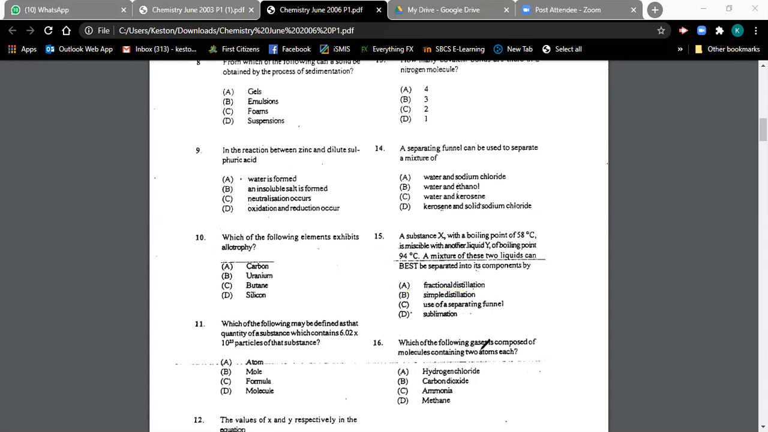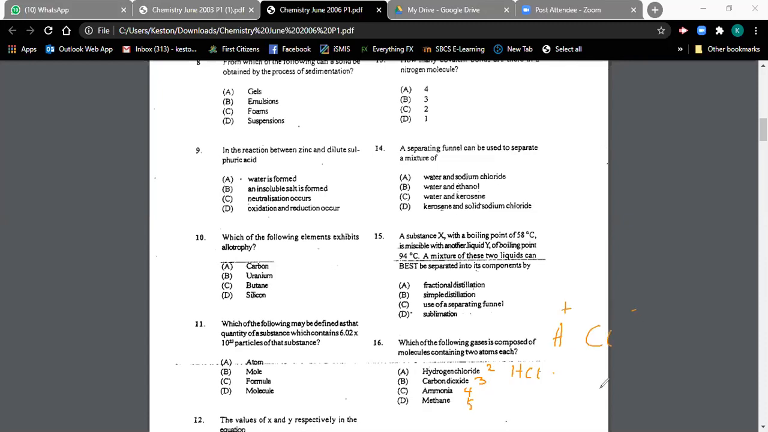16, which of the following gases is composed of molecules containing 2 atoms each? Two atoms. Yeah, correct. Very good. Right, hydrogen chloride. This is 3, this is 4, and this is 5. So this has 2 atoms, hydrogen and chlorine, and that's ionic bonding.